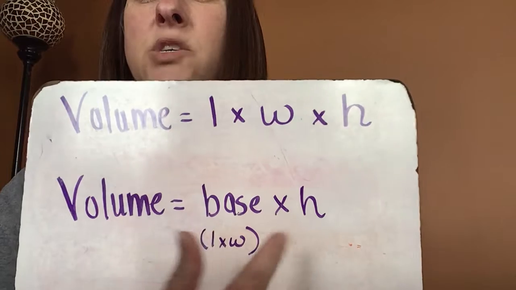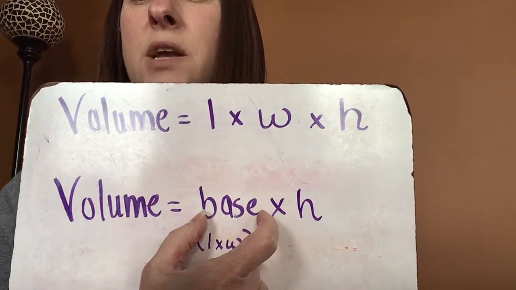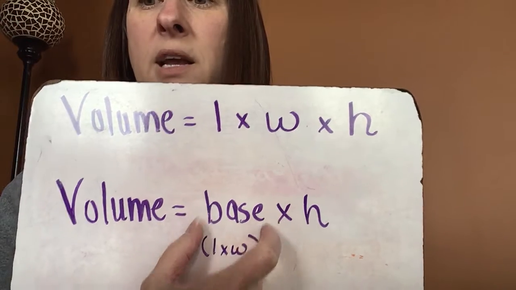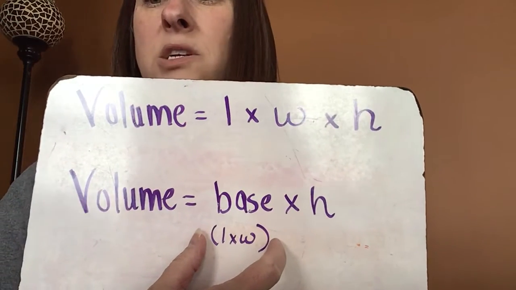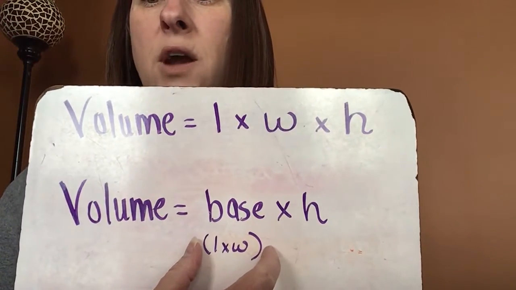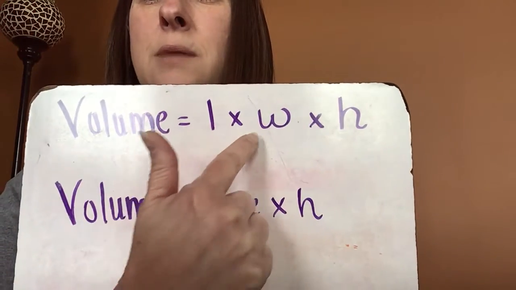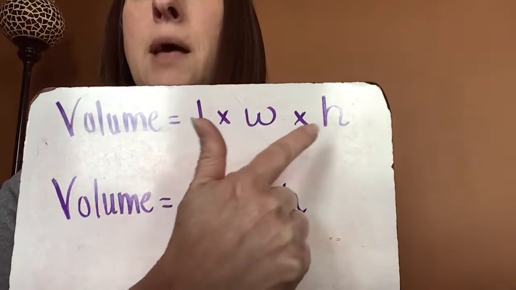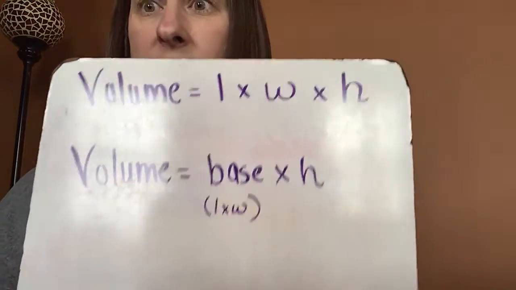And what that means is, when they say your base area, that just means one layer of your solid. So we know base is actually length times width. That's how we find our area. So if I did length times width times height, I'm actually finding the area and then I'm multiplying it by the height. That's what gives it dimension.